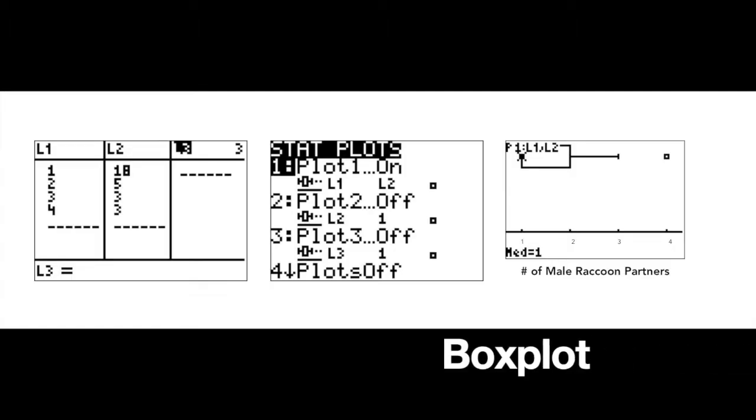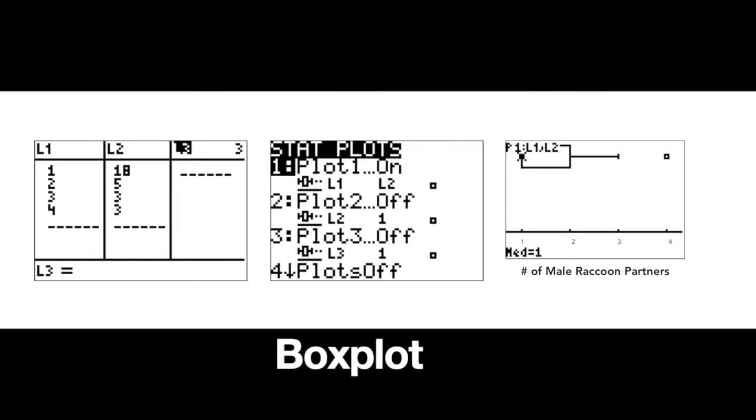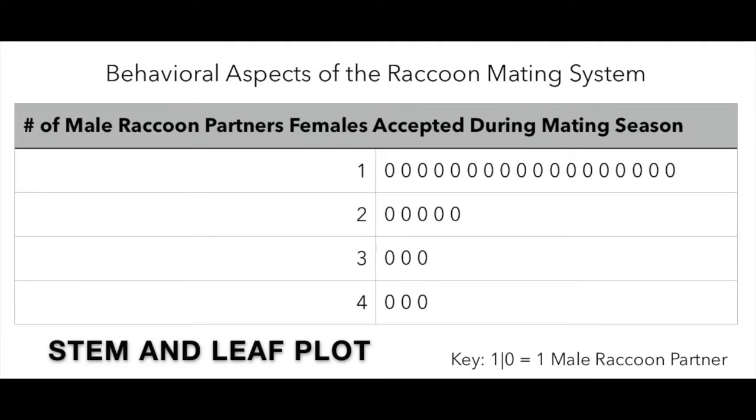We also have the option to make a modified box plot. Recall that we modify our box plot so that we can see when outliers are present. I can hit the trace button on the calculator to see the specific values of the five statistics that make up the five number summary. We had one more option. We could have made a stem and leaf plot.